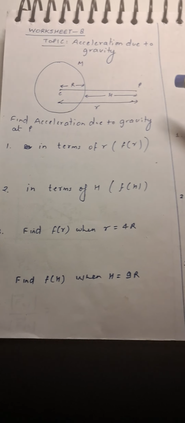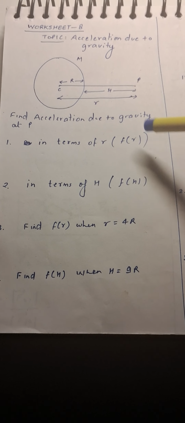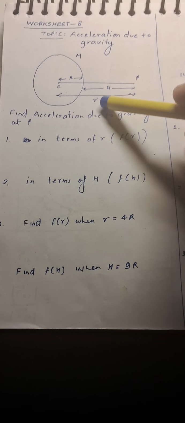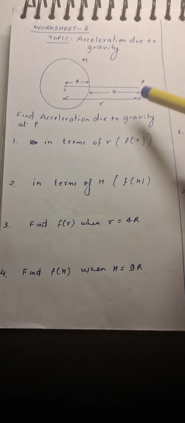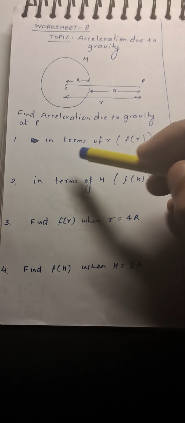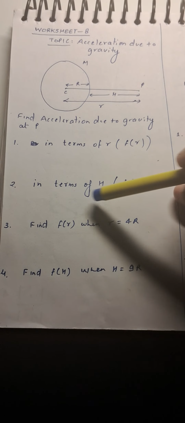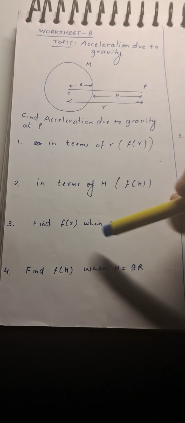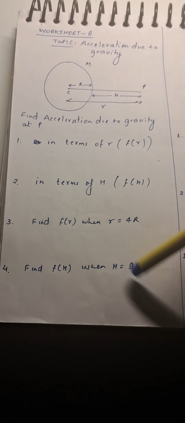Here is another worksheet on acceleration due to gravity. Suppose a planet of radius capital R, and a point mass P is at a height of capital H, and the distance from the center is small r. The first question is you need to find the acceleration due to gravity at P, in the first function in terms of small r, in the second in terms of capital H. In the third you need to find f of small r when r is equal to 4R. Next you need to find f of h when h is equal to 9R.